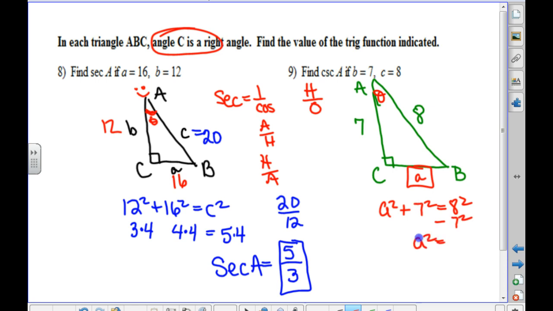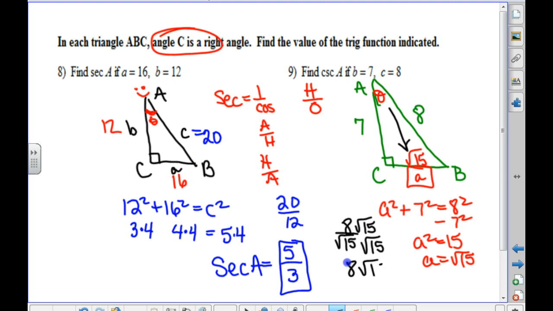So we get 15, and a is the square root of 15. So we end up with hypotenuse is 8 over opposite of our angle here is the square root of 15. And already we got to do that crazy math trick and get 8 square roots of 15 over 15 is equal to the cosecant of A, which I can't spell.